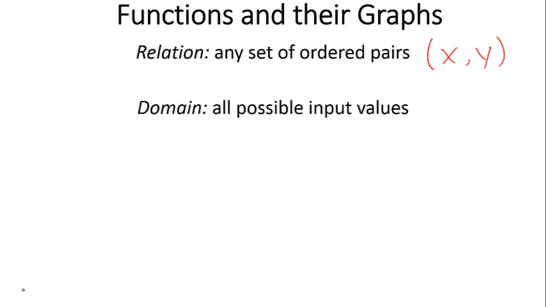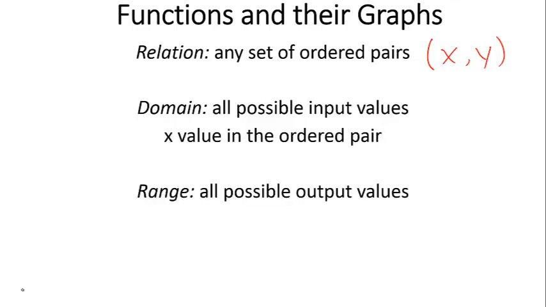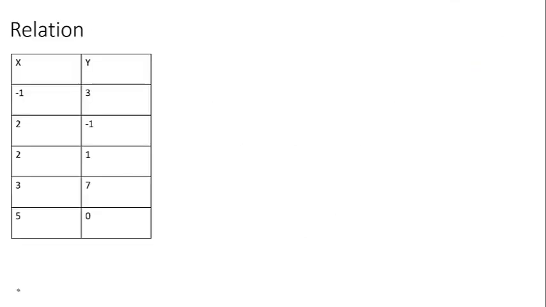When you see those, you have domain values, which are all the possible input values, or the first number, the x value in the ordered pair. The range is all the possible output values, which we know as the y value, or that second value in your ordered pair. So if we have this relation here, these are all of our x values, and these are the corresponding y values in that relation.